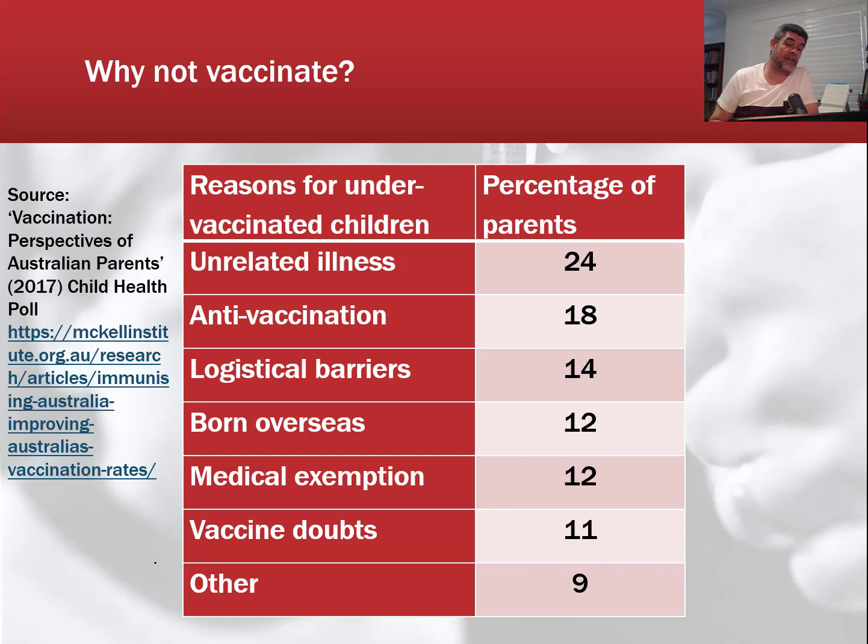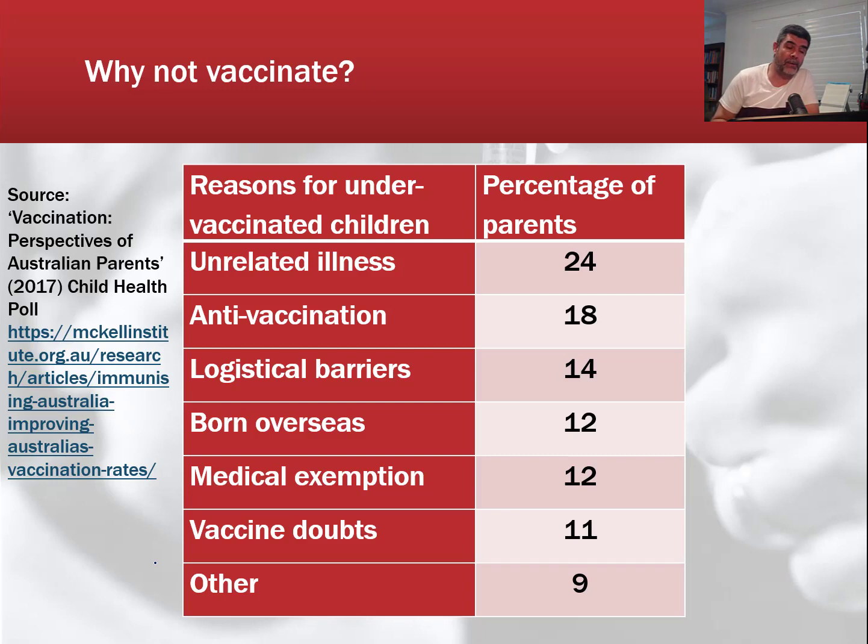There is a percentage of parents that are anti-vaccine for various reasons. Sometimes there are logistical barriers. There may be reasons why you can't get your baby to a vaccination clinic. Certain people are born overseas. There may be certain cultural factors that may affect why they have not chosen to vaccinate or why they're not able to vaccinate their child. Sometimes there are medical exemptions, and there may be other reasons as well.